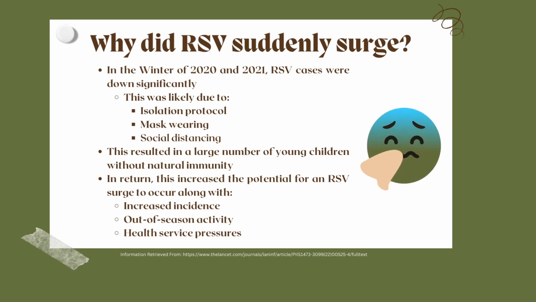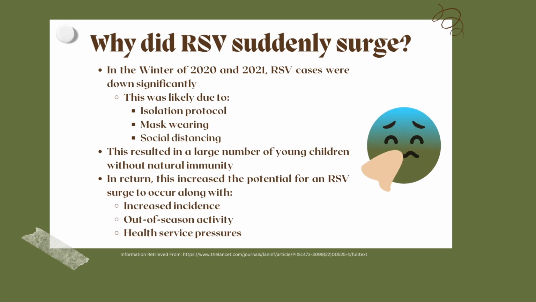So in the winter of 2020 and 2021, RSV cases were down significantly in comparison to other years. And according to a bunch of research articles, they determined that this was likely because of isolation protocol, as well as mask wearing and social distancing, because both of these times were peaks of the COVID-19 pandemic. So it's pretty easily hypothesized that that was the likely cause.